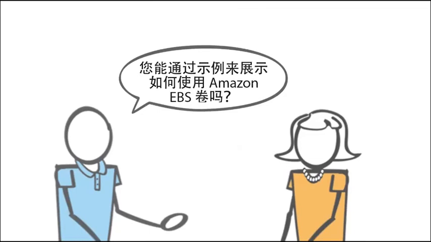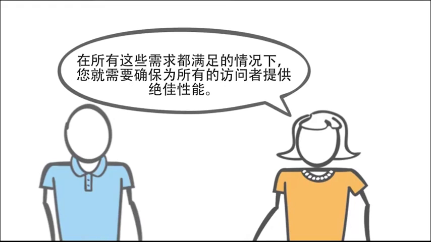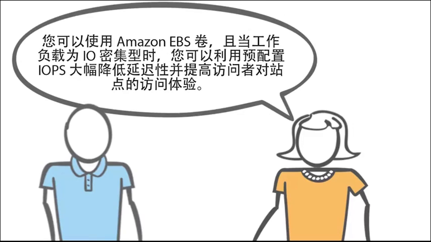Can you give me an example of how I would use it? Sure. Here's a scenario. The web application you created is becoming a huge hit and is serving more than 2 million pages per day, as well as processing 4 million transactions every month. With all of this demand, you want to make sure that you have great performance for all of your visitors. You can use Amazon EBS volumes, and since the workload is I/O intensive, you can leverage provisioned IOPS to significantly reduce latency and improve your visitors' experience on your site.